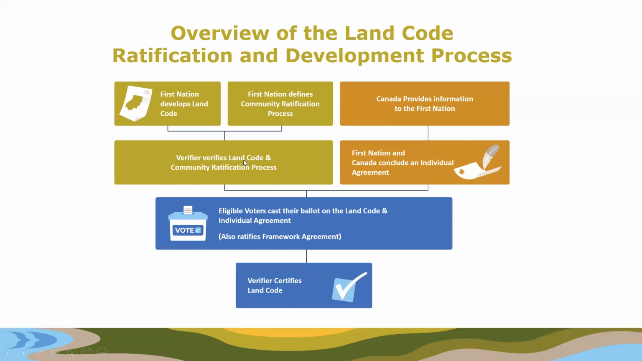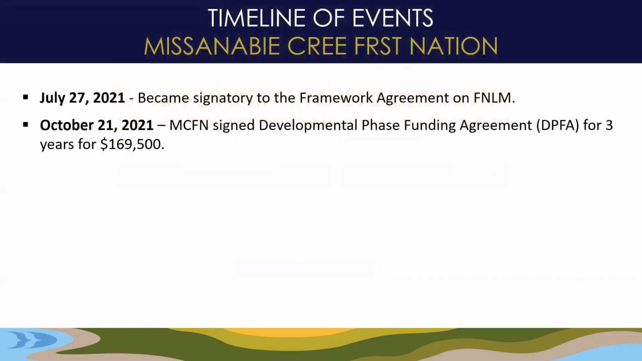And then once the land code, the ratification process, and the individual agreement are all finalized and ready to go, that's when the vote takes place and all the eligible voters of Misnabi Cree would cast their ballot, whether it's using online voting, mail-in ballots, or in-person polls. That's all still yet to be sorted out and figured out, but that vote would then take place, and if approved by your membership, then the verifier certifies your land code.